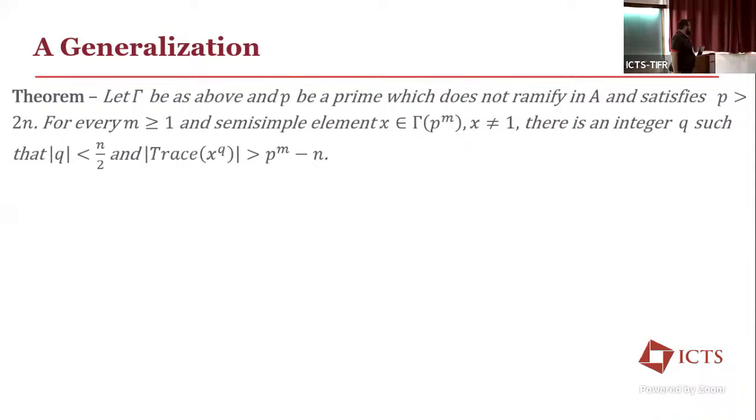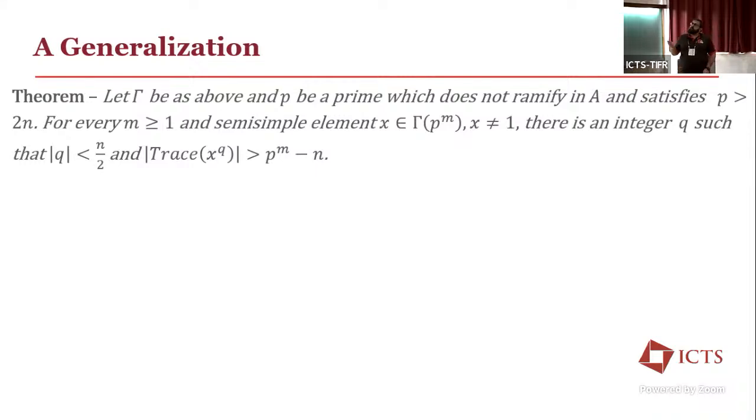Okay, so here's our trace estimate. Let notation be as above. Take a prime p which doesn't ramify in A. All you have to know about central simple algebras for this is that only finitely many primes ramify, so this isn't a big deal. And we want it to satisfy p is greater than 2n. Then the statement is: for every m that's at least 1 and semi-simple element x inside of gamma(p^m), x not the identity, there's an integer q less than n over 2 such that the trace of x to the q is big.